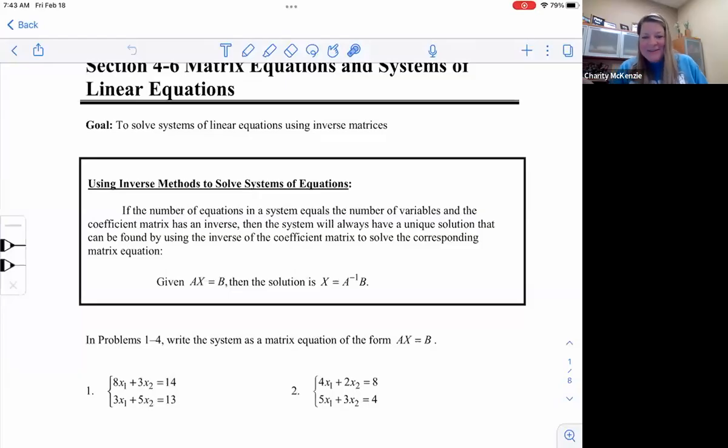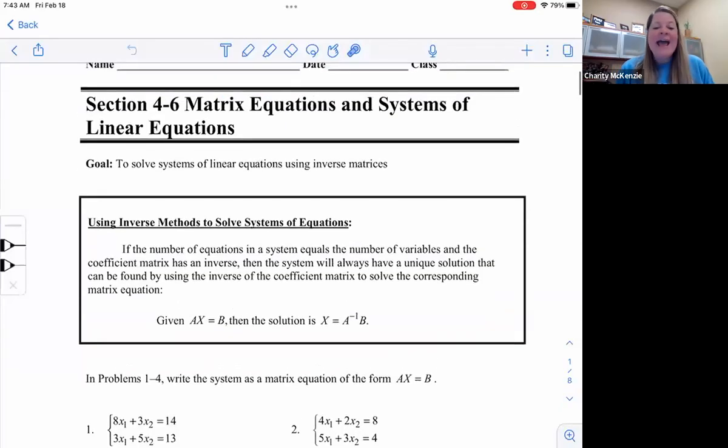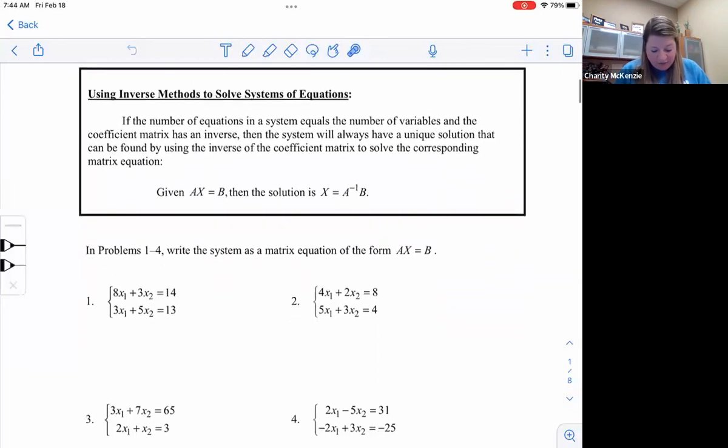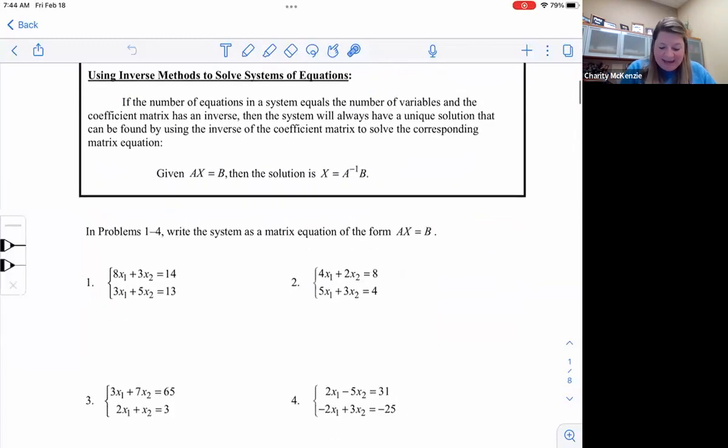All right, class. So this is 4-6 and it's matrix equations. Basically, we're going to use the idea of an inverse to solve a system of equations with matrices. So we know the long method where we could do those row operations using a matrix. This is a different way. It's using that inverse. So the first thing I want us to do is look at this idea right here.